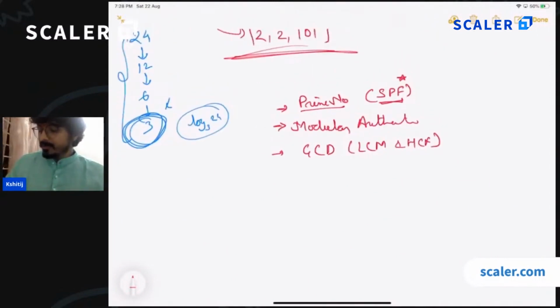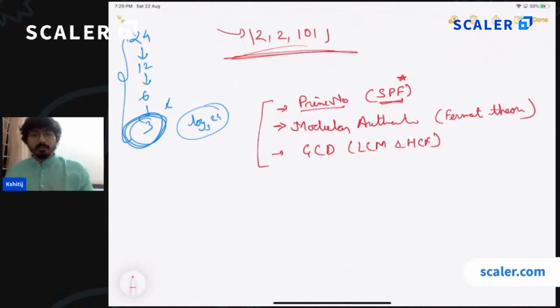And then in modular arithmetic, there is also Fermat's theorem, which is very important. Okay. So just Google all these concepts and go through all of them. Try to solve problems based on all of them. Okay, they all are very important. They will help you in problem solving as well as in interviews.